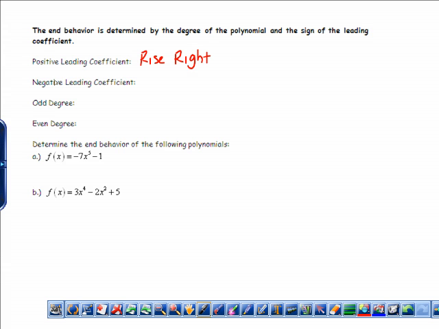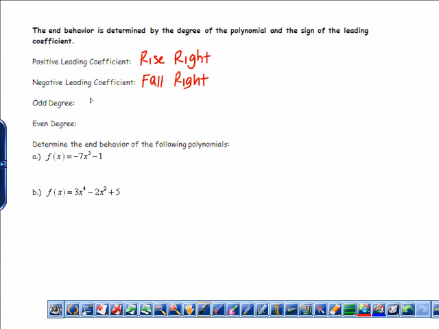Okay. What about if we have a negative leading coefficient? This is different than the one we just did. Then we're going to fall to the right. And I'm using "to the right" here because we're talking about plugging in a really large positive number. All right. Odd degree. This is the one we just did.